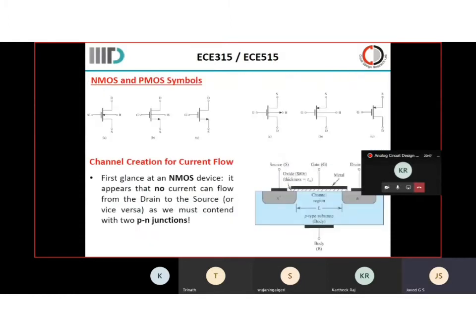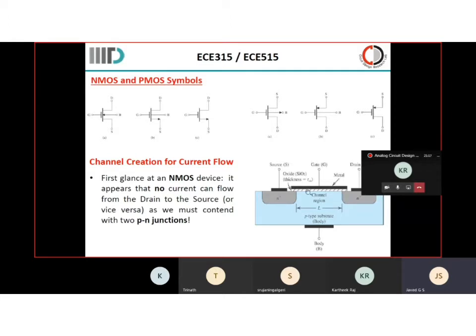How is this channel created for the current flow? The channel is created based upon PN junctions and the electric field. At first glance, you can look at an NMOS device and you would see that there is no current flow initially. That is because you have two PN junctions present and they are reverse biased. Once they get forward biased, current will flow in both the junctions.